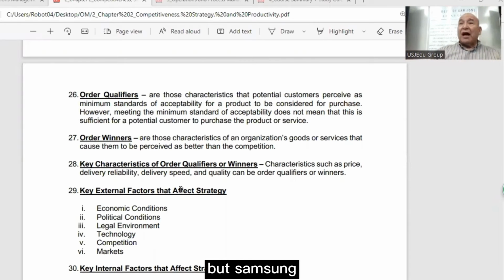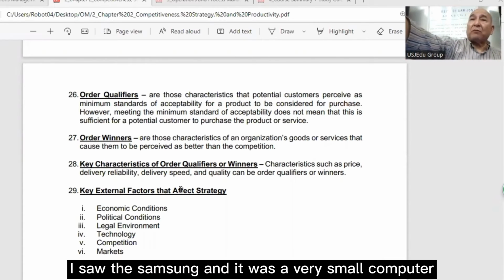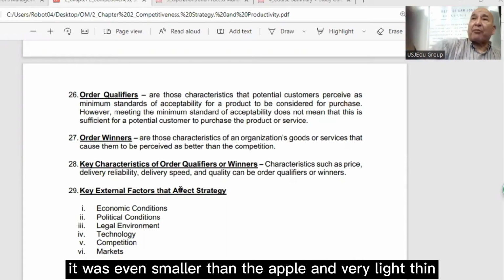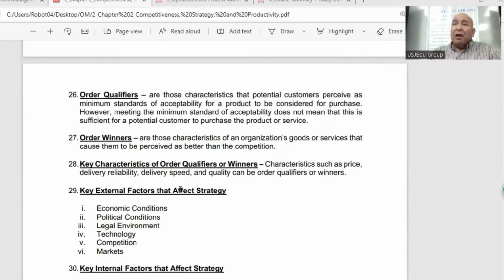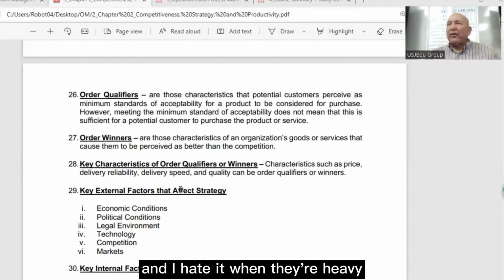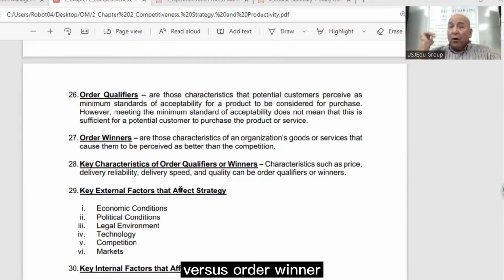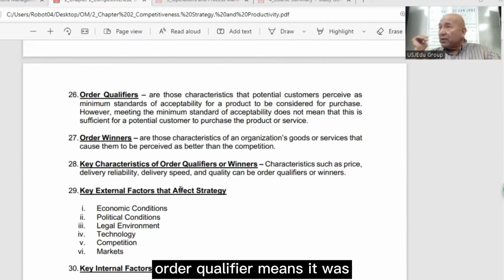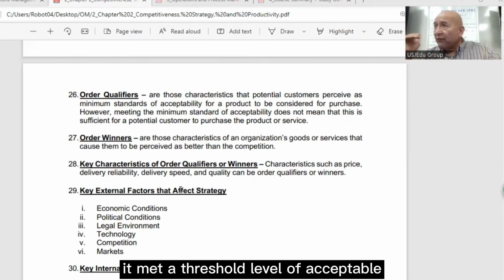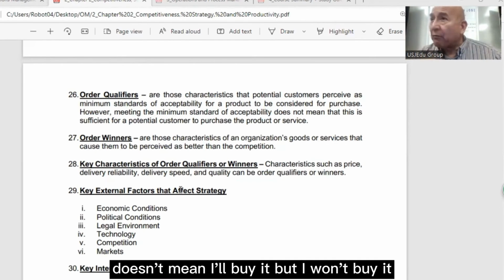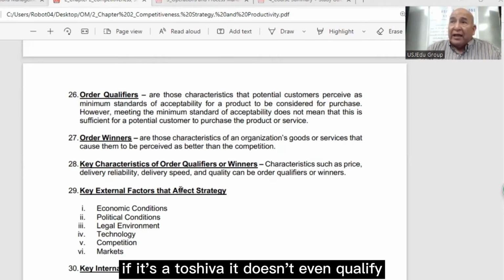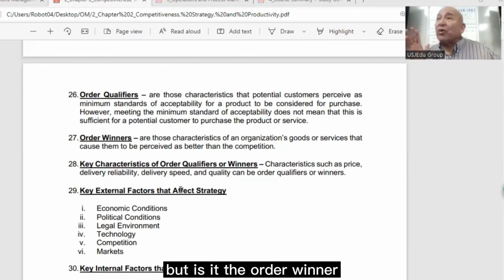I saw the Samsung and it was a very small computer. It was even smaller than the Apple and very light, thin. I've got to lug that thing around, and I hate it when they're heavy. And we're talking about order qualifier versus order winner. Order qualifier means it met a threshold level of acceptable. Doesn't mean I'll buy it, but I won't buy it if it's a Toshiba. It doesn't even qualify. But is it the order winner?